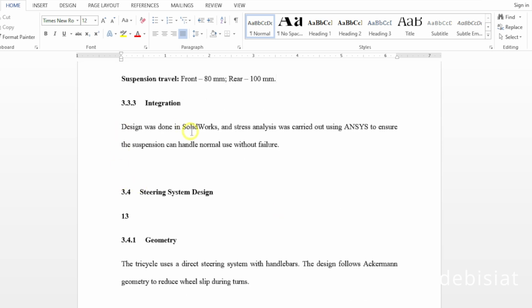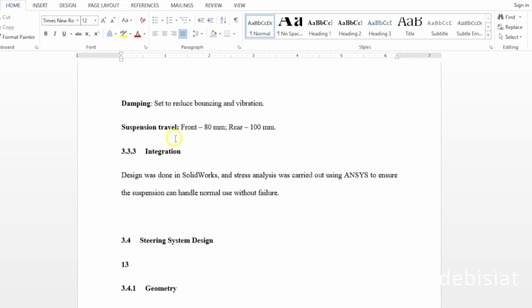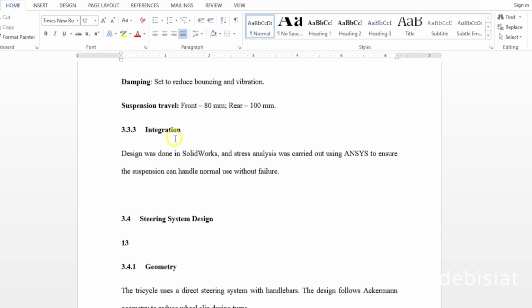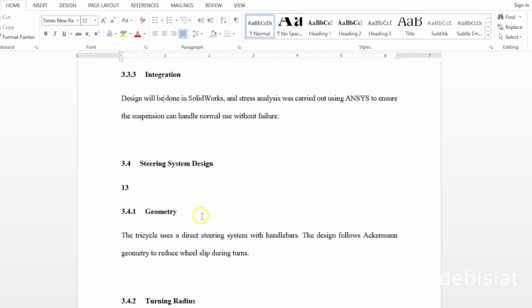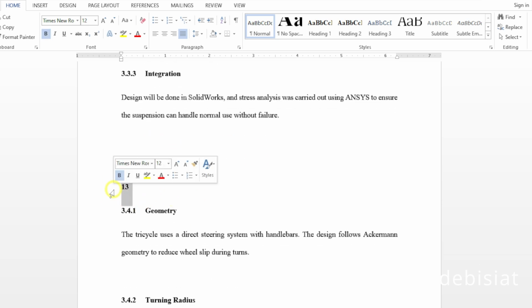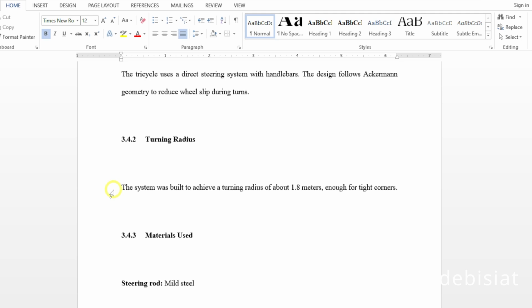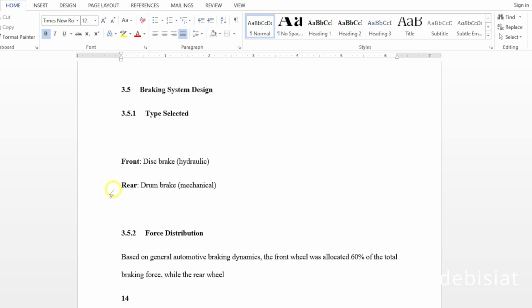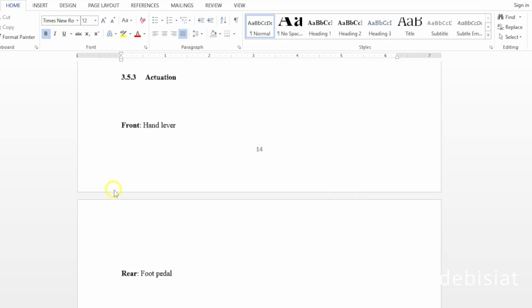So, design was done in SolidWorks and stress analysis was carried out. This is a proposal, so the design has not been done yet. We need to change it: the design will be done in SolidWorks and stress analysis. The steering system design: turning radius, materials used, braking system, force distribution.